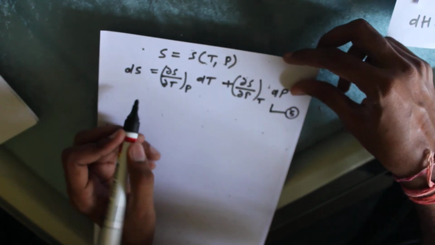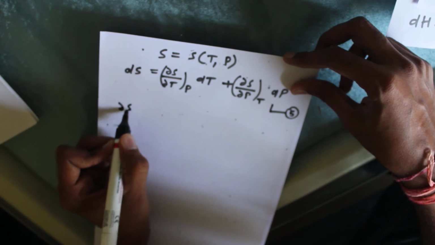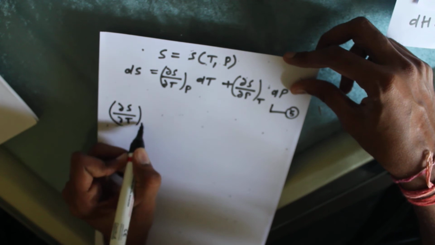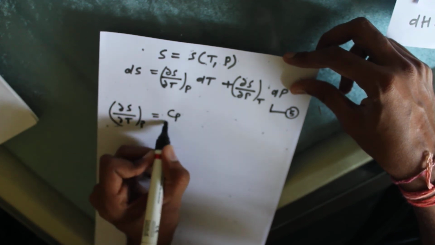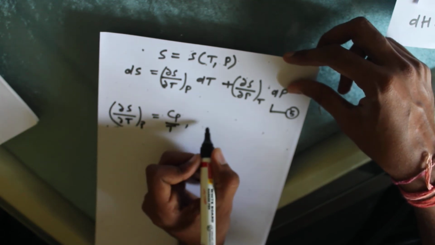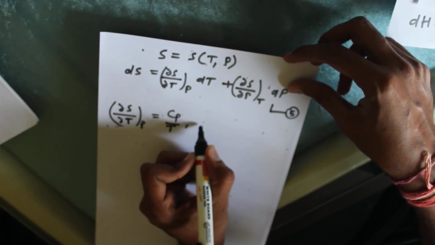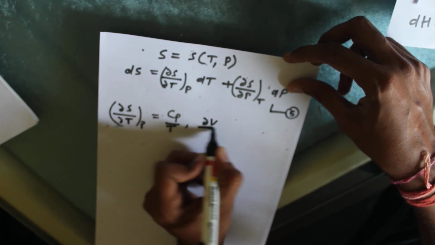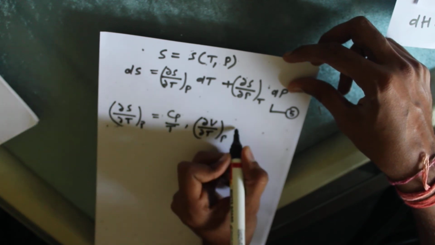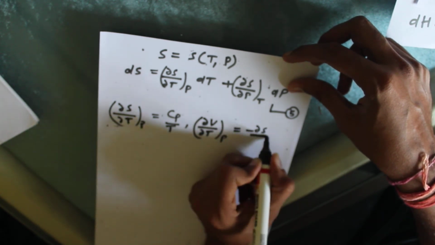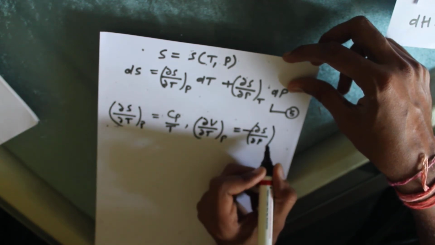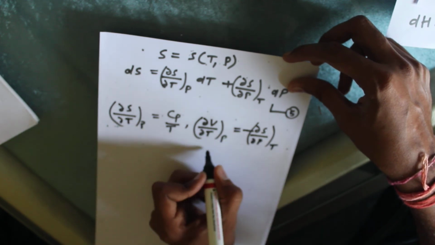Now we know del S by del T is equal to Cp by T, and if we use the fourth Maxwell relation, it is del V by del T at constant pressure is equal to minus del S by del P at constant temperature. Maxwell relation.